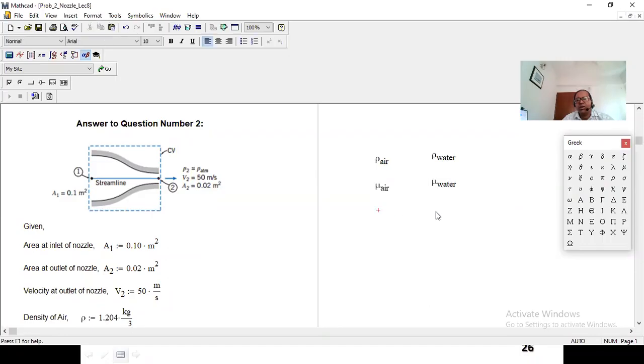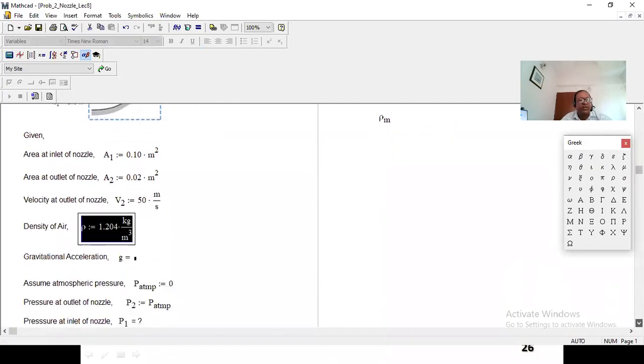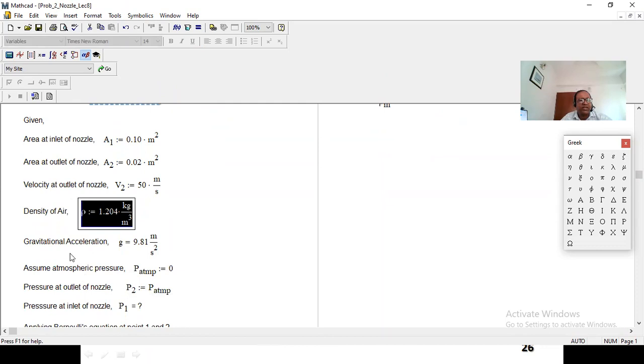Other thing to remember, the density of mercury, 13,000 I think kg per meter cube. That you need to know. The density of the air is not given in the problem, so you need to memorize. So you put this, the density of the air at normal temperature and pressure.